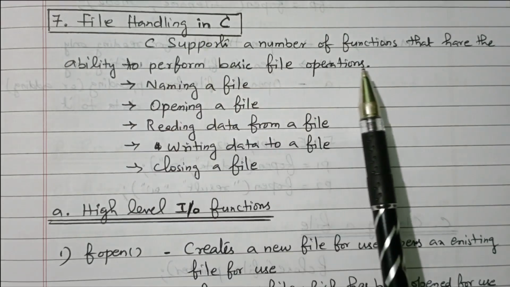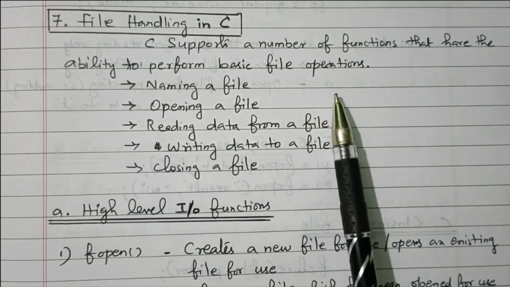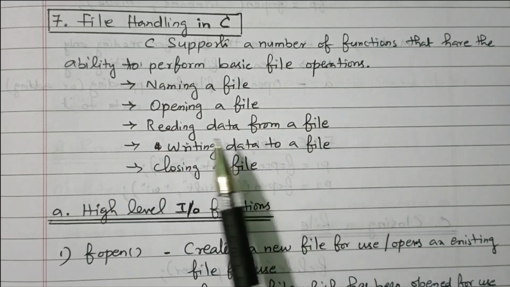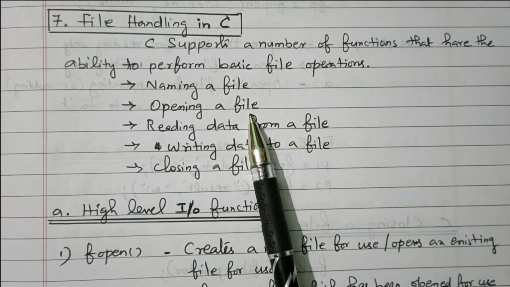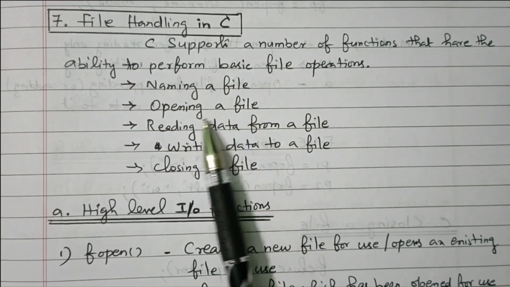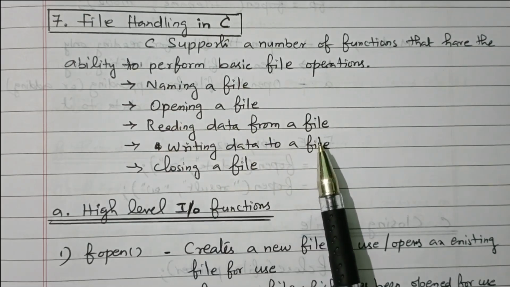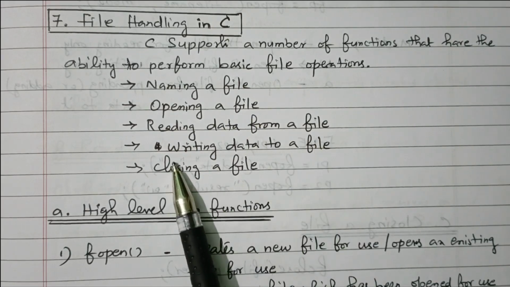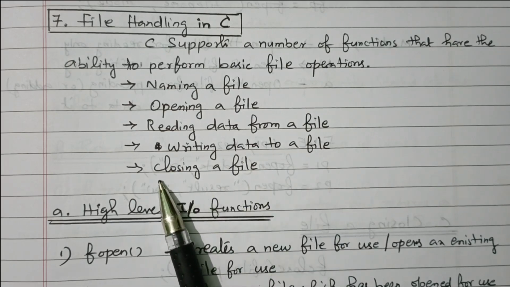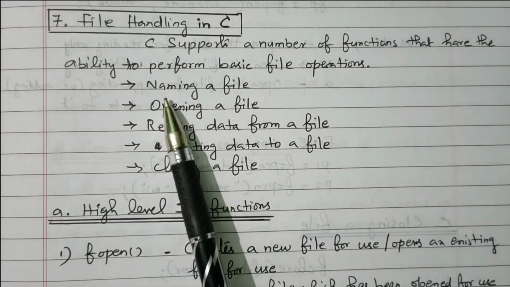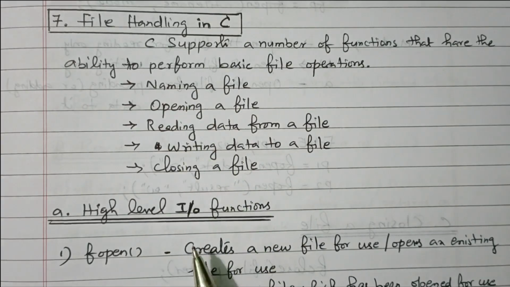C supports a number of functions that have the ability to perform the basic file operations. We'll see what the operations are. Naming a file: we can name the file. Opening a file: in order to read or write the data, first we need to open a file. Reading data from a file. Similarly, writing data to a file. Once the file is open, we need to close the file. So we can name the file, open the file, read or write, then close the file.